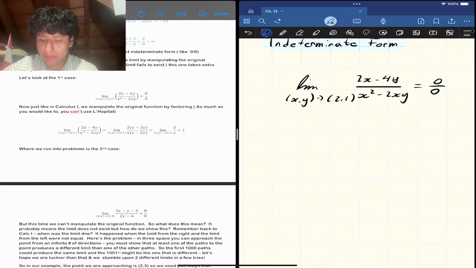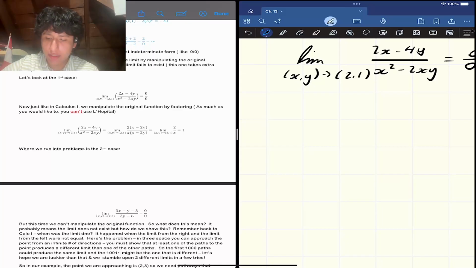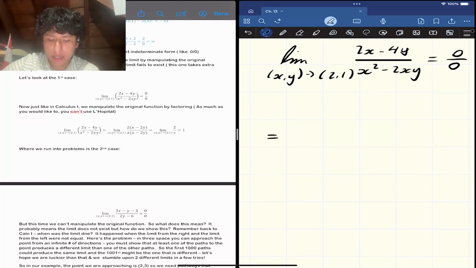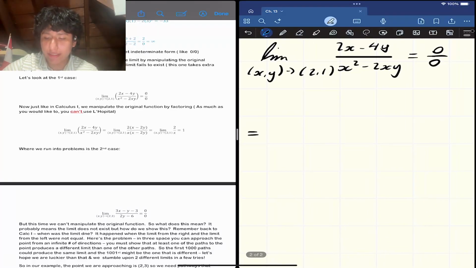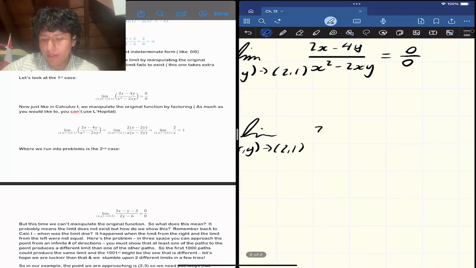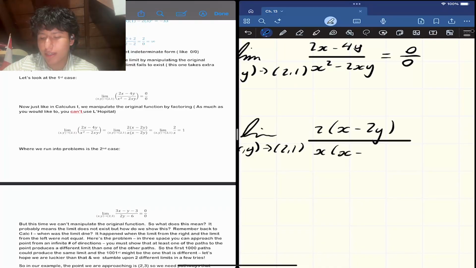We can manipulate via factoring. So in this case, we can factor out a 2, and we can factor out an x. So it's essentially the same thing as the limit of x comma y as it approaches 2 comma 1 of 2 times (x minus 2y) over x times (x minus 2y), right?